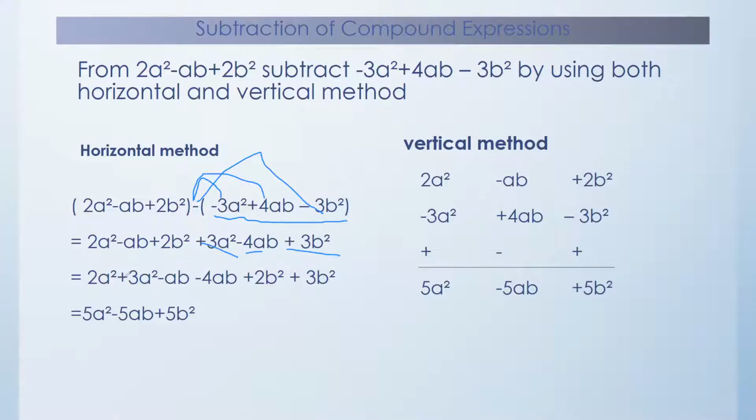What we have to do in the next step is very simple. Arrange the same variables together, right? 2a square, 3a square. Now minus ab, minus 4ab together. Then plus 2b square, plus 3b square together in this way, right? And then 2 plus 3, 5. Minus 1 minus 4 is minus 5ab, plus 2b square plus 3b square is plus 5b square. And now we cannot solve it further. So this is our final answer, right?